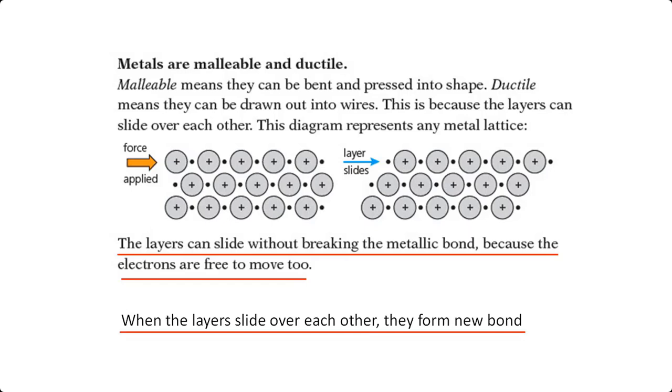And here we have to describe and explain why metals are malleable or ductile. The answer is, when we apply force, the atoms can slide over each other without breaking the metallic bond, because we're talking about free electrons that move everywhere. So when this electron, for example, moves to this area, it creates a new attraction force, which is between this electron and these metal ions.